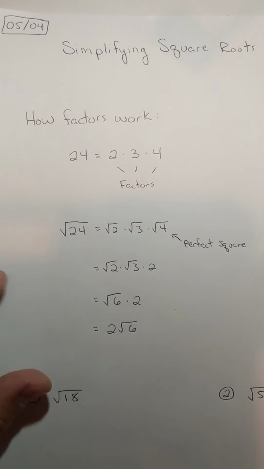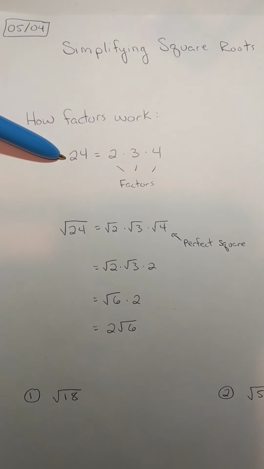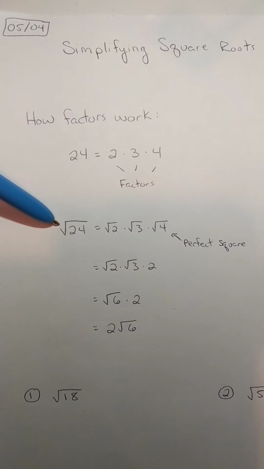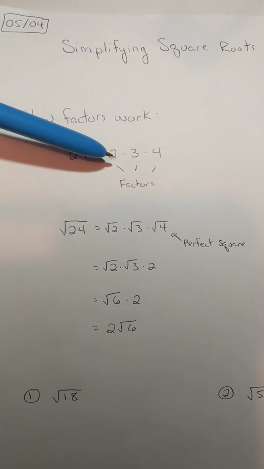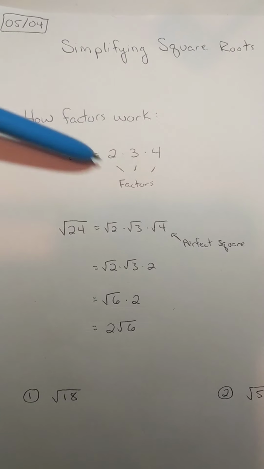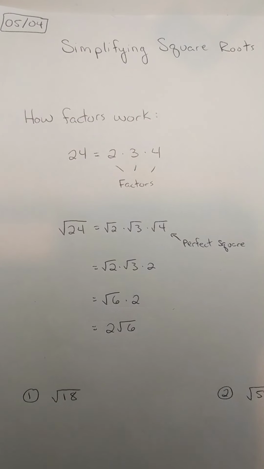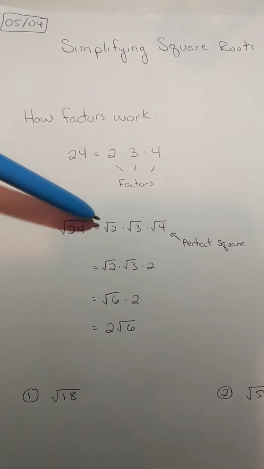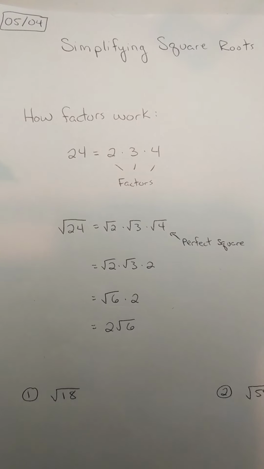So what I'm going to do to simplify square roots is I'm going to find the factors of a square root. Before I do this, I'm just going to explain that if 24 is 2 times 3 times 4, because 2 times 3 is 6, 6 times 4 is 24, these are all considered to be factors of 24. Notice how I am multiplying them all together. That's how factors work. So if I turn this 24 into the square root of 24, I now have the square root of 2 times the square root of 3 times the square root of 4.